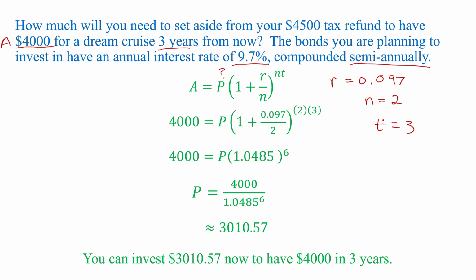Why would it be advantageous to invest your money? Well, think of how much more you would have to spend now from that $4,500. Rather than just having $500, you would actually have $1,489.43 to spend now if you only had to invest $3,010.57 at this point in time.